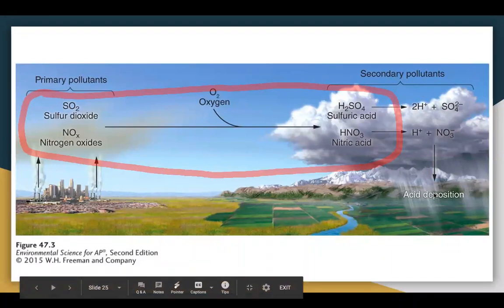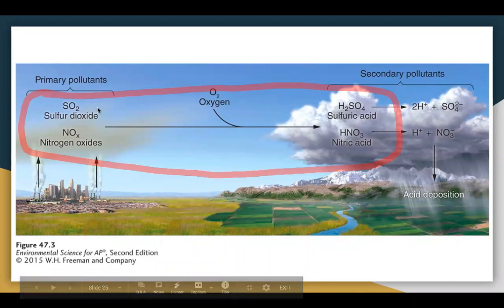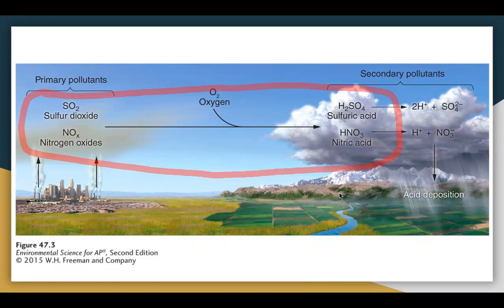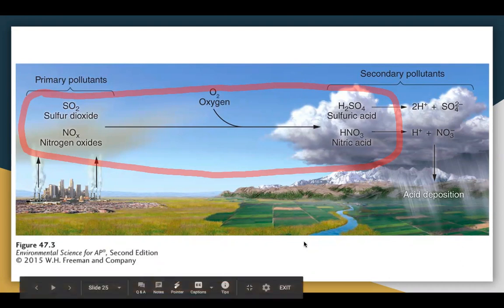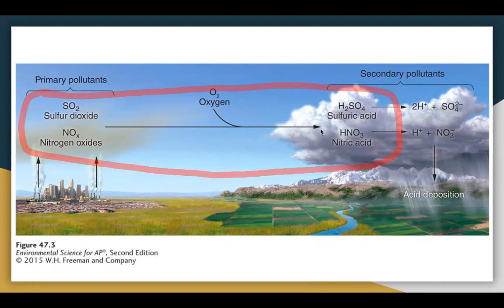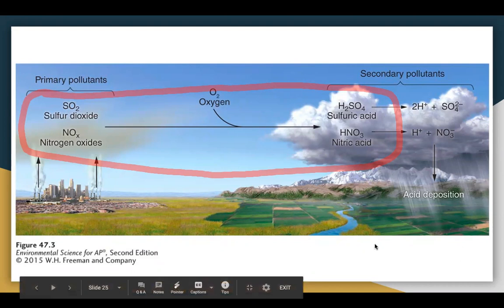Okay, don't worry so much about this acid deposition, but SO2 plus O2 or SO2 plus H2O yields sulfuric acid, H2SO4, and NOxes plus oxygen or water gives me nitric acid, HNO3. You don't need to know the chemistry behind it. You just need to know that when they react, I'm going to get out sulfuric acid and nitric acid, and that's what you know as acid rain.